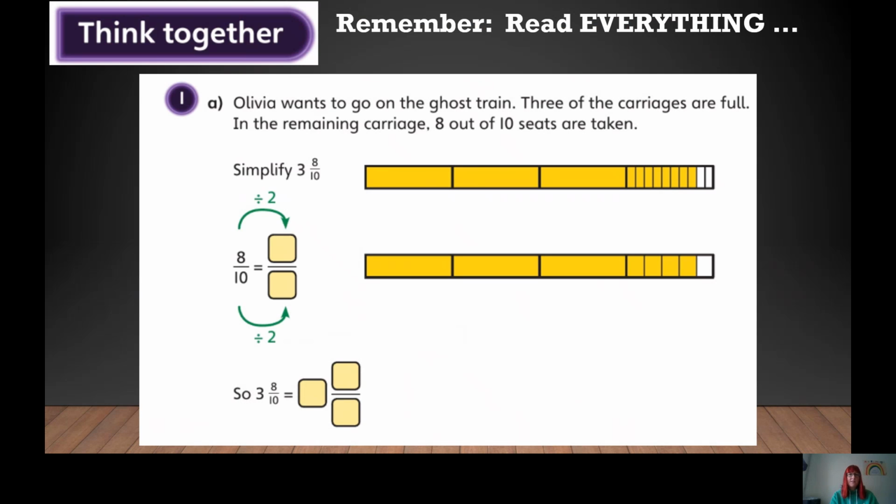All right, it's your turn to think. Remember to read everything. I'll read the question and I'll give you a moment or two to have a little look and see if you can answer the questions, and then we'll go through the answers. Olivia wants to go on the ghost train. 3 of the carriages are full. In the remaining carriage, 8 out of 10 seats are taken.